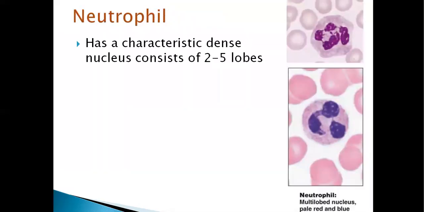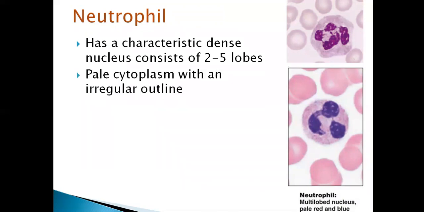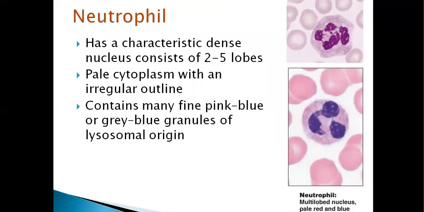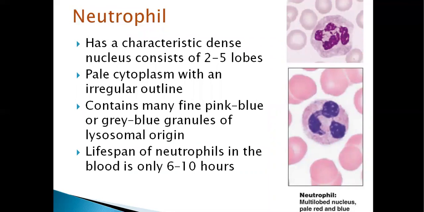Neutrophil, starting with the commonest type of blood cells, has a characteristic dense nucleus consisting of 2 to 5 lobes. Pale cytoplasm with an irregular outline, containing many fine pink-blue or gray-blue granules of lysosomal origin. The lifespan of a neutrophil in the blood circulation is only from 6 to 10 hours.